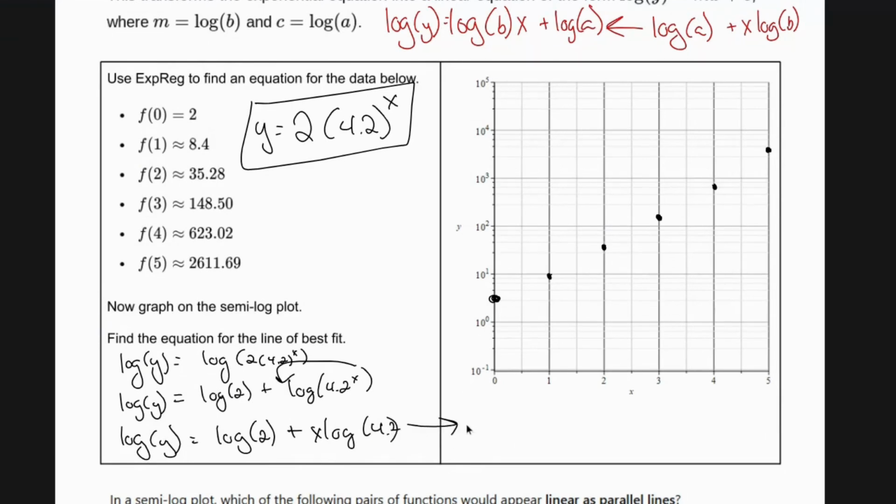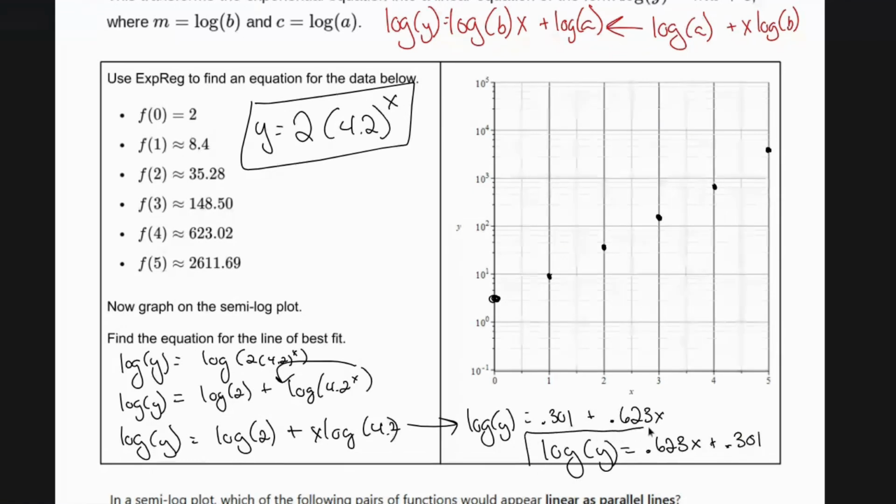Now I actually went ahead and did the calculations for these. So log of y is going to equal log of 2, which ended up being 0.301, and log 4.2 ended up being 0.623. So if we write that out much prettier, log of y is going to equal 0.623x plus 0.301, and that represents my line of best fit on a semi-log plot.